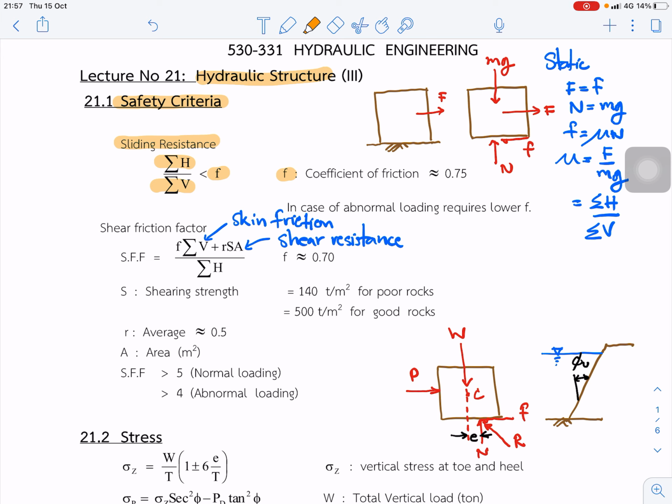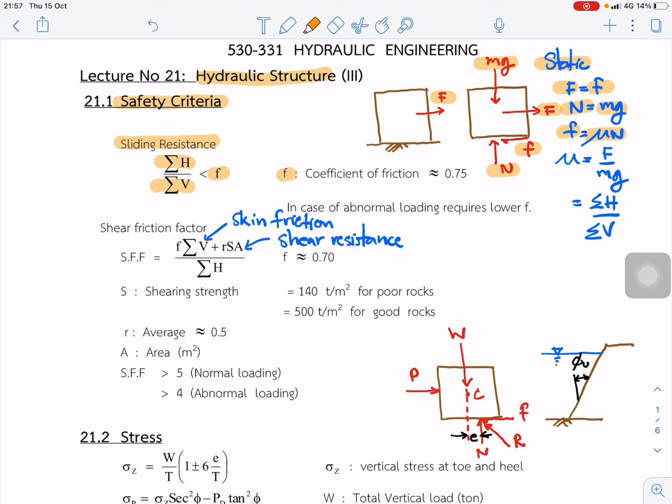Assume that this is a block, that there is a force acting on this block, and in the static condition, then we can write the free body diagram of this block: the weight of the block, the reaction at the bottom, the external force, and the friction force. Based on the equilibrium equation, capital F is equal to F and N is equal to mg. And friction force is equal to mu N.